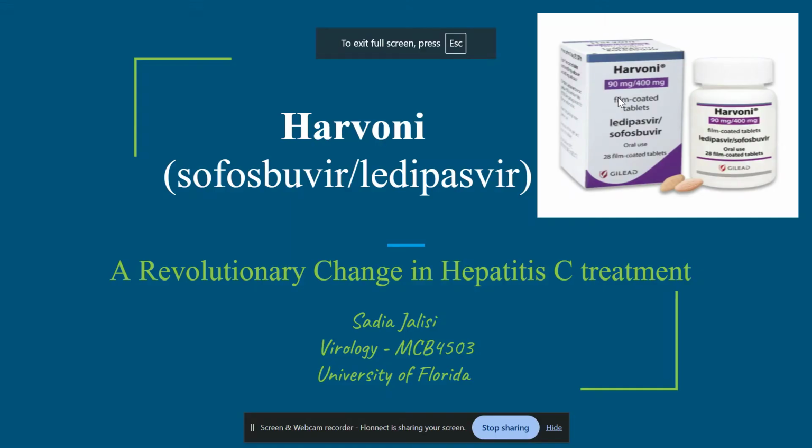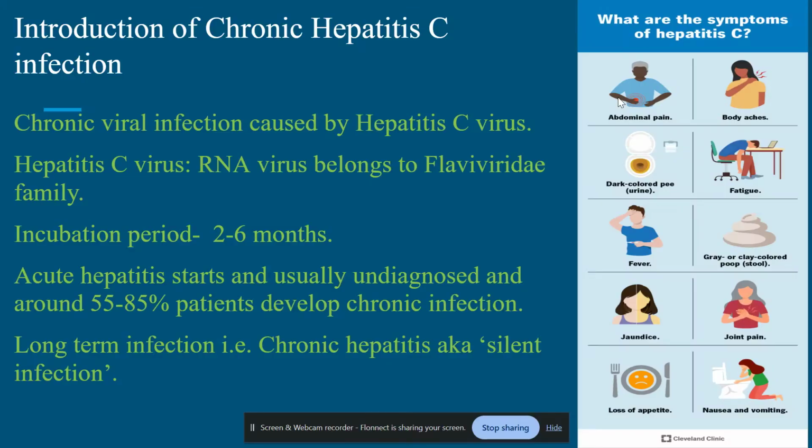Hi everyone, this is Sadia Jalisi, and today I'm going to present an antiviral therapy as a pharmaceutical representative to healthcare providers. My topic of discussion is Harvoni. That's a combination of sofosbuvir and levetiracetam, and it's a revolutionary change in hepatitis C treatment.